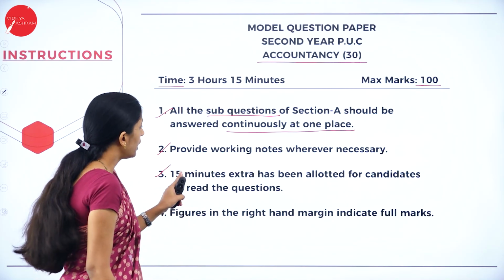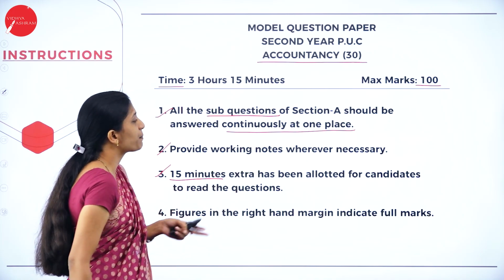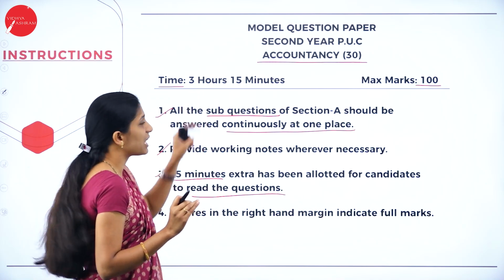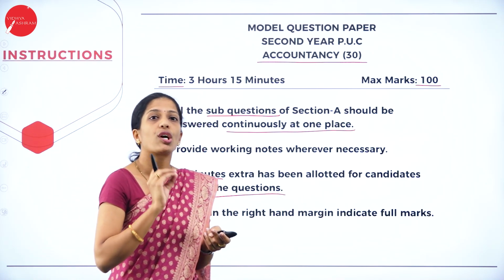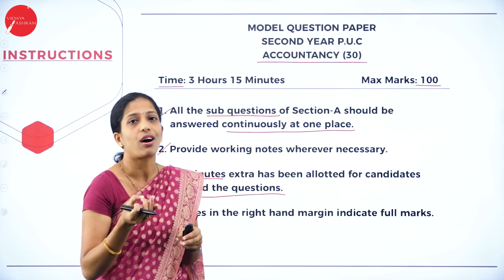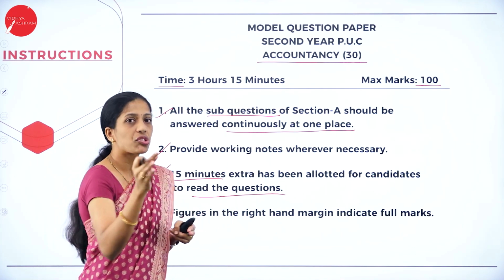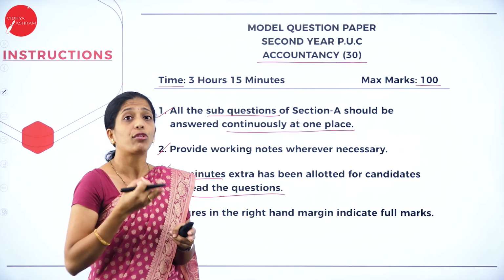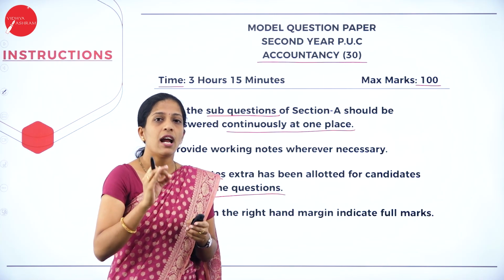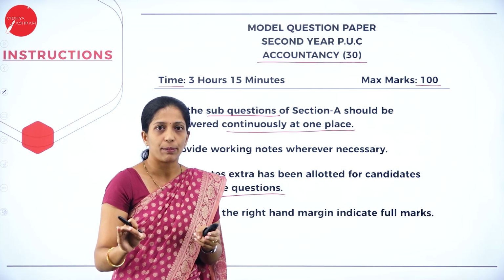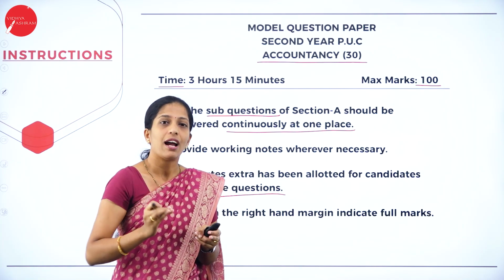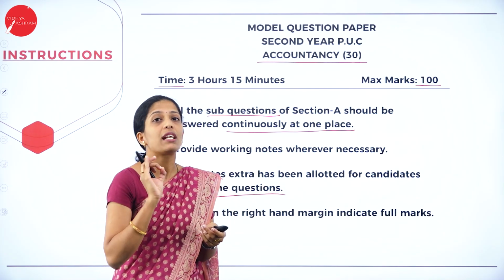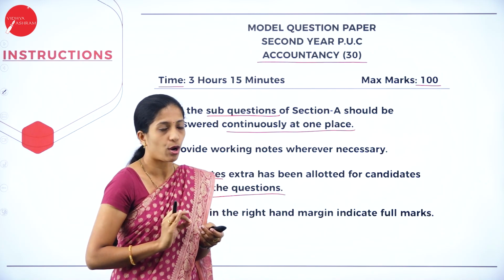Next, the third instruction: 15 minutes extra has been allotted for the candidates to read the questions. So the paper is 3 hours 15 minutes, where for 3 hours you are going to write the answers, whereas 15 minutes extra is given in order to read the question paper properly. In that 15 minutes itself, you have to analyze which questions you know properly and which questions you have to attempt. Don't get stuck in between. Go through the question paper properly and start solving the paper.